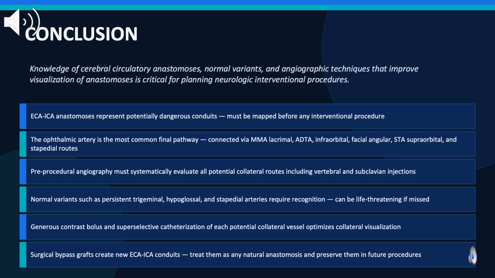Principle 2, the ophthalmic artery is the final common pathway, explains why blindness is the most common serious complication of ECA embolization. 6 separate routes can deliver embolic agents to the ophthalmic artery from the MMA, ADTA, infraorbital, facial angular, supraorbital, and stapedial connections.